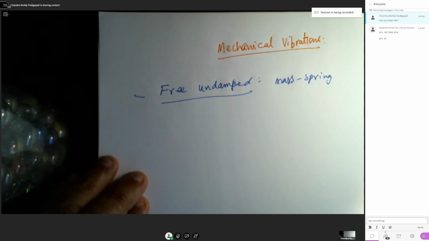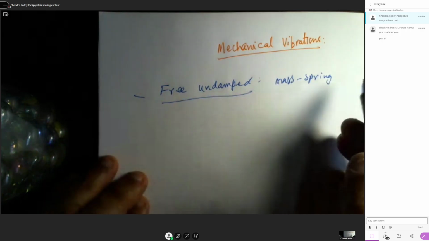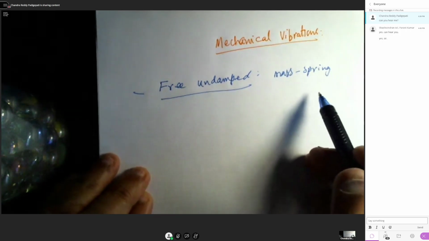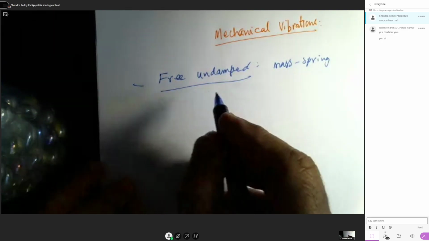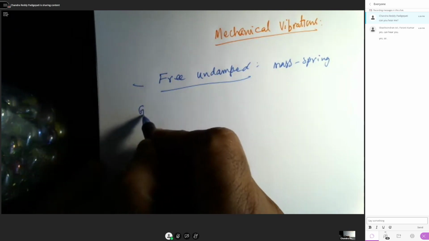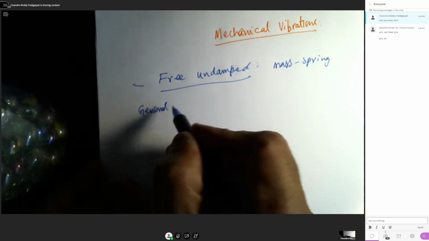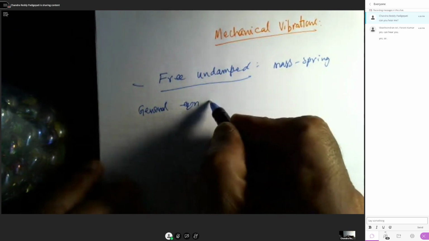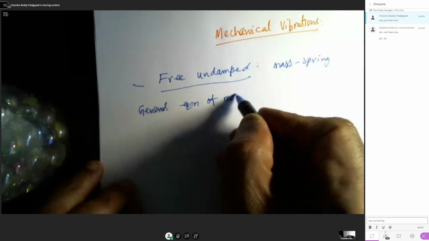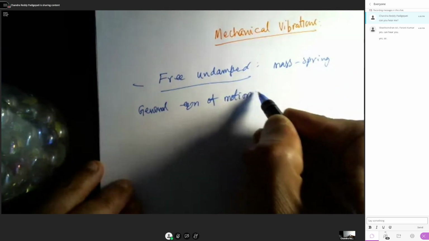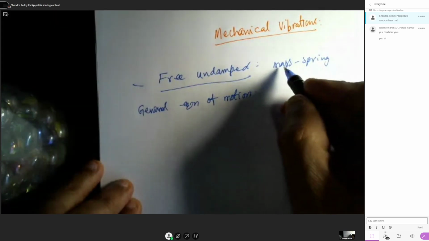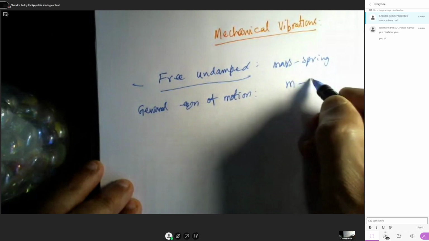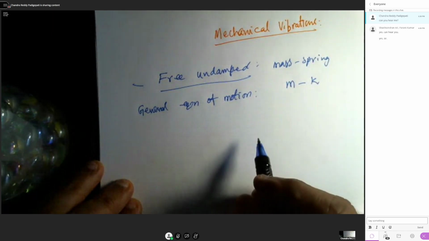All right. So free undamped refers to the mass and spring system. For any vibratory system, the first thing we need to do is come up with the general equation of motion. So, for a free undamped vibration involving the mass m and spring stiffness constant k.